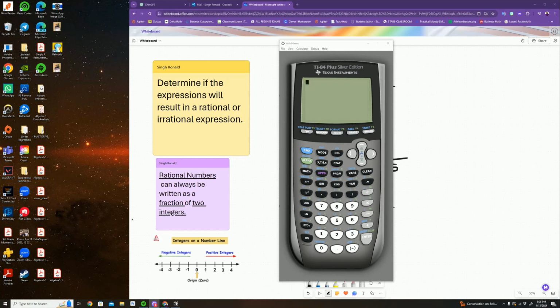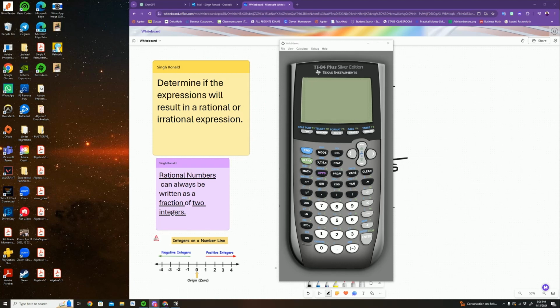Hey guys, so today we're talking about rational numbers and irrational numbers. Rational numbers can always be written as a fraction of two integers. Before we go into more details, let's talk about integers again. Integers are any number that you basically see on a regular number line.